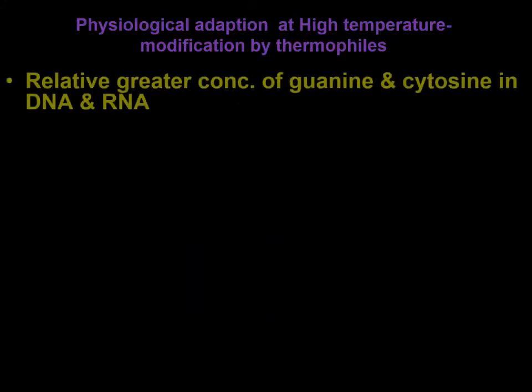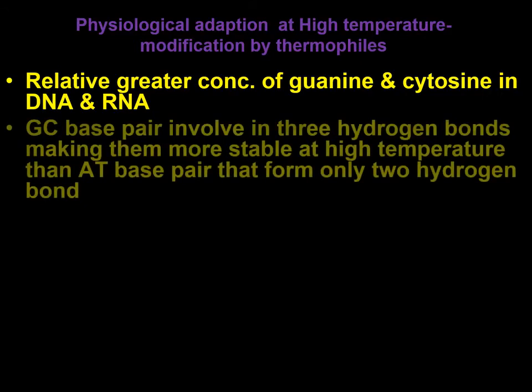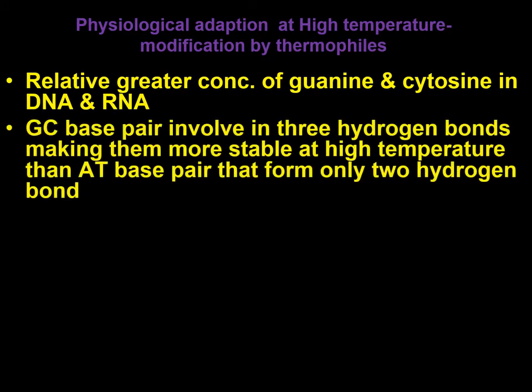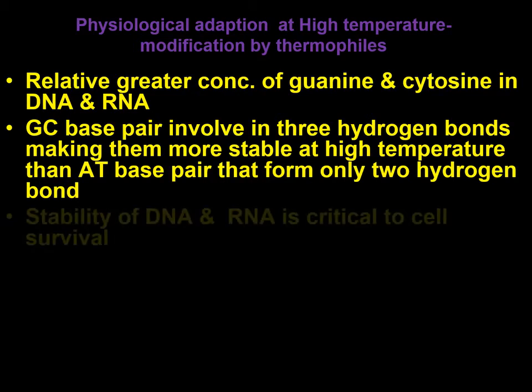What is the physiological adaptation in thermophiles, to become resistant to high temperature? What modifications happen in thermophiles? Firstly, relatively greater concentration of guanine and cytosine in DNA and RNA. Guanine and cytosine base pairs involve 3 hydrogen bonds, making them more stable at high temperature than adenine-thymine base pairs that form only 2 hydrogen bonds.